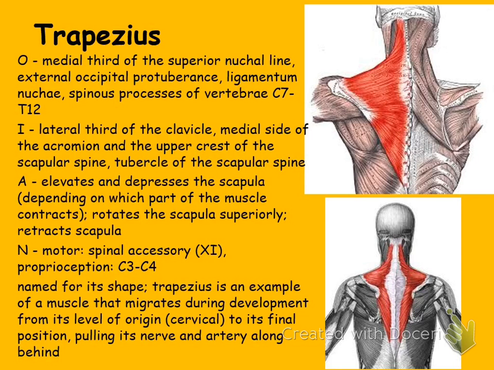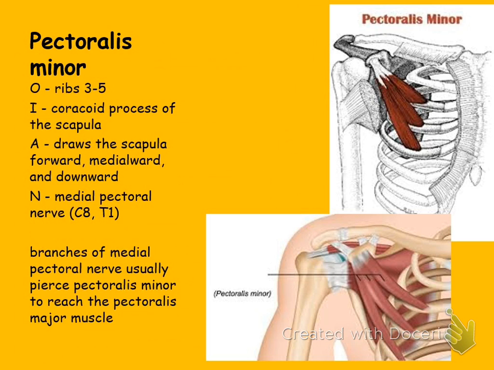And the spinal accessory nerve is the cranial nerve of that. Pectoralis minor is the counterpart or the helper of the pectoralis major. It originates on ribs 3 through 5, and it inserts then on the coracoid process of the scapula.